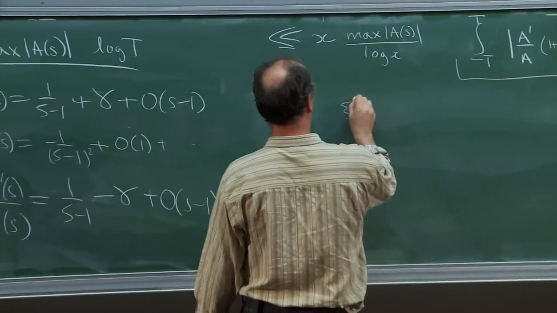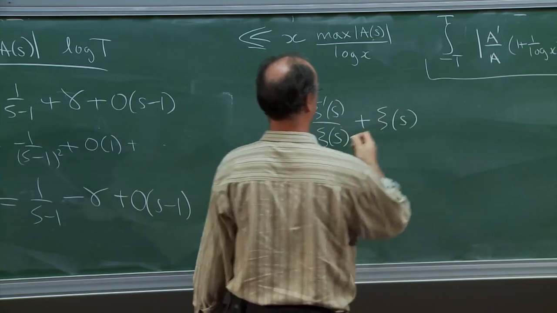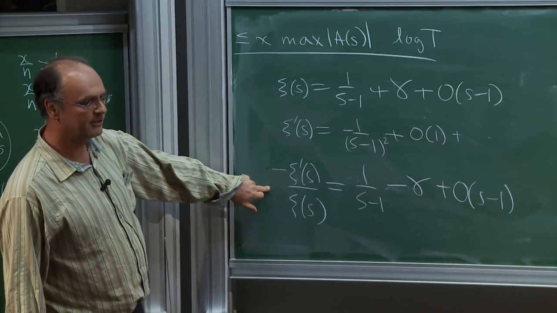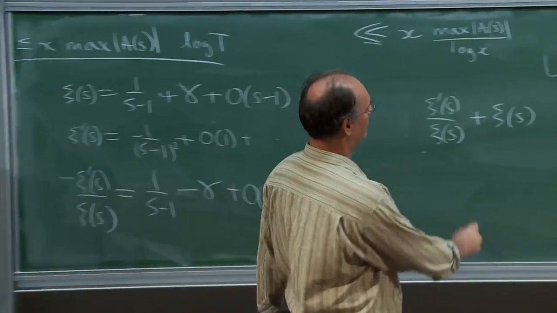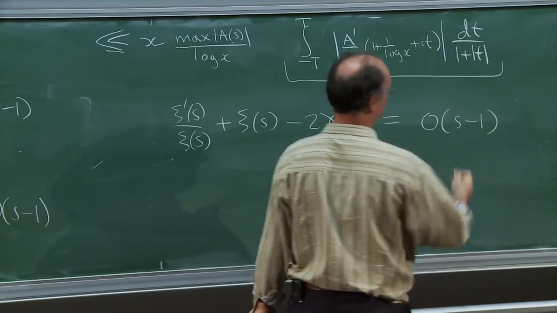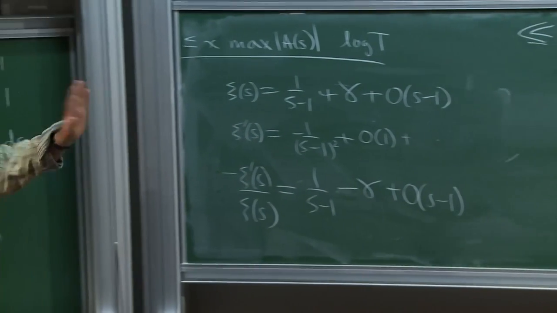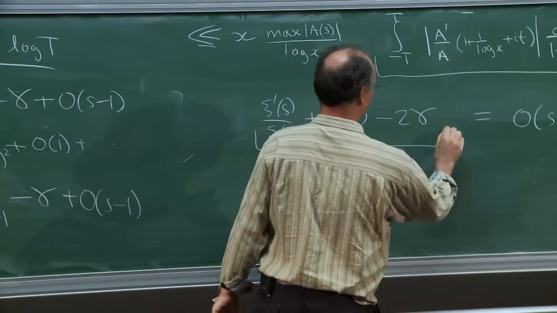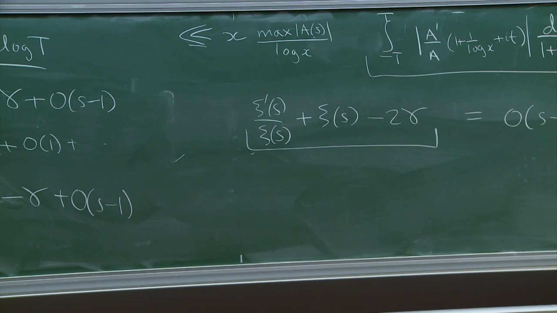Let's just look at zeta prime s over zeta s plus zeta s. So that's that minus that. The pole's gone. If I subtract 2 gamma, at s equals 1 it even vanishes. Okay, so I want to play with this function. Now let's see what's kind of neat about it. Now it has no pole at s equals 1, right? We've just canceled it out.